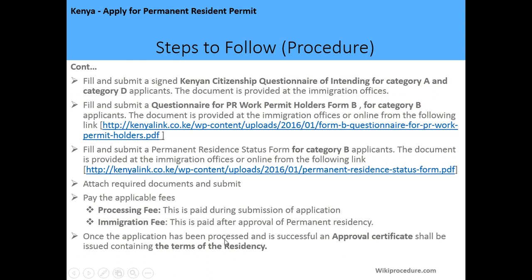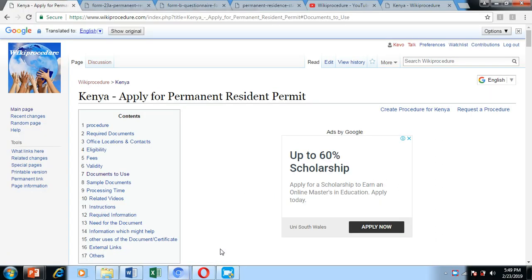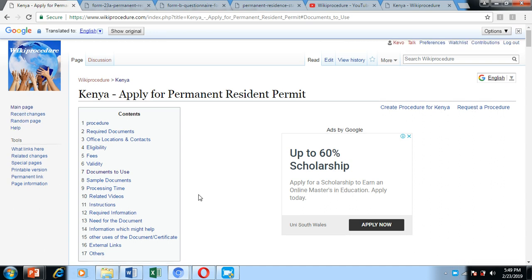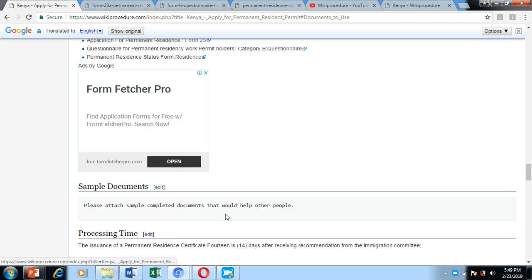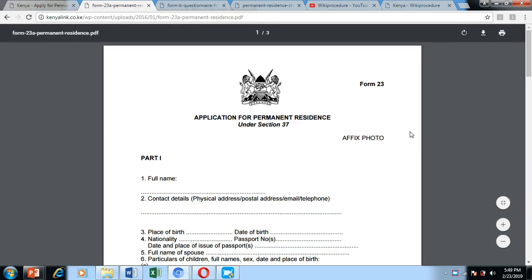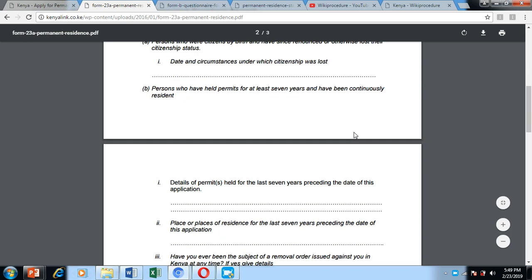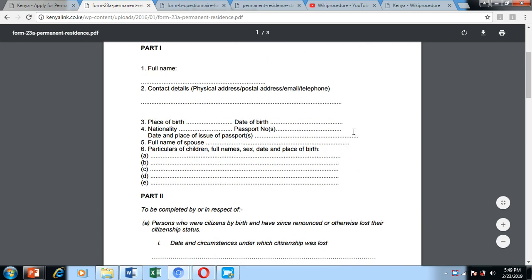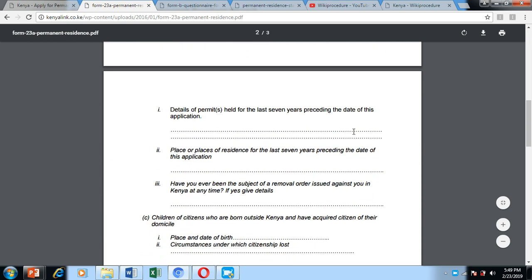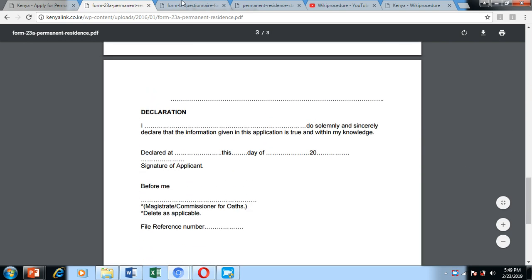Once the application has been processed and is successful, an approval certificate shall be issued containing the terms of residency. So first of all, let's take a quick look at these forms. You can download the forms through the following link, depending on which category you fall under. The form 23, this is how it looks like. They want your particulars, your details, your children's details, your spouse's details, and you have to make a declaration.